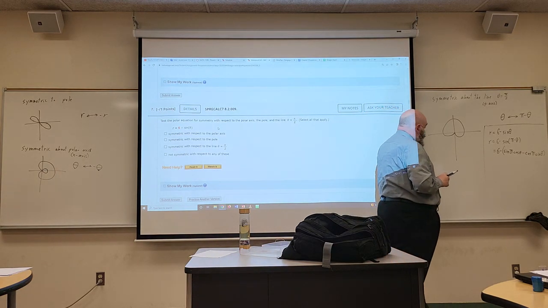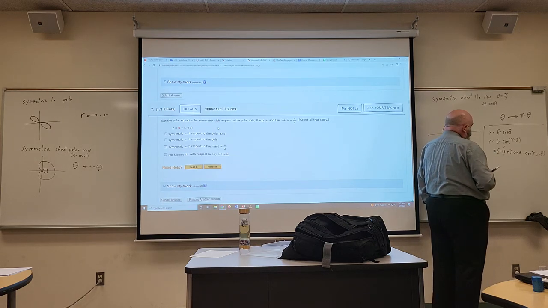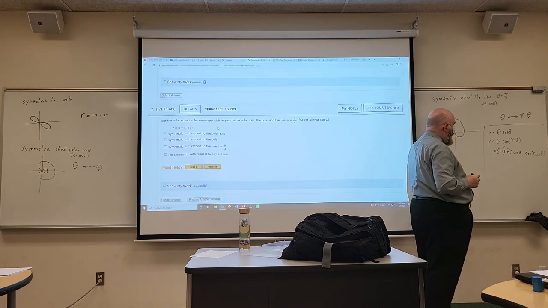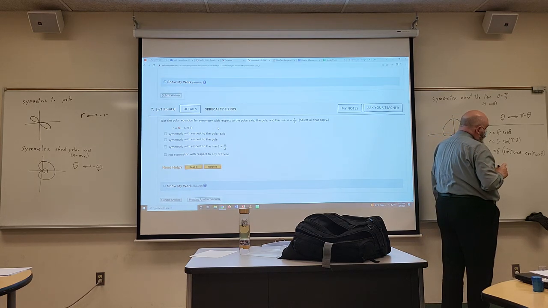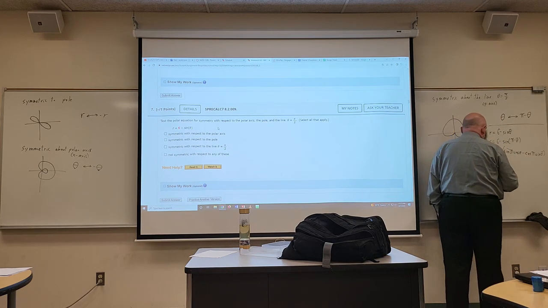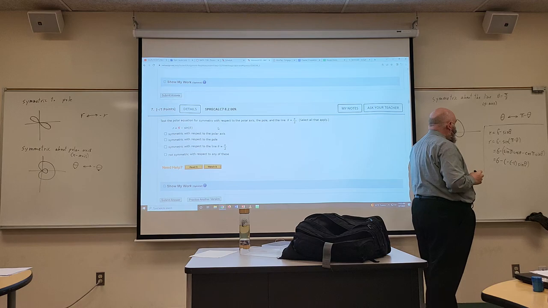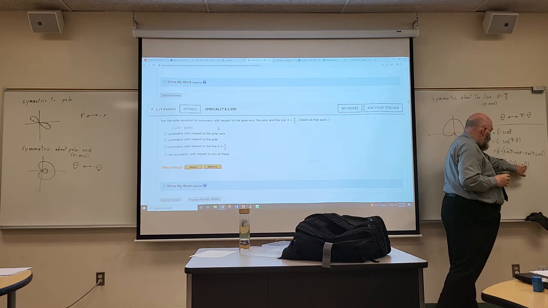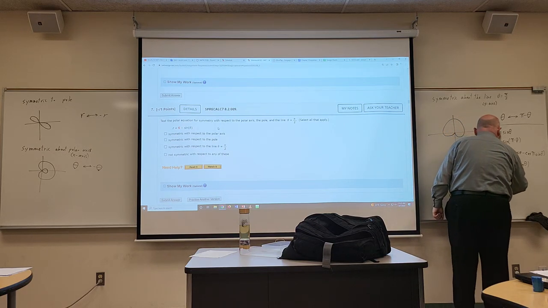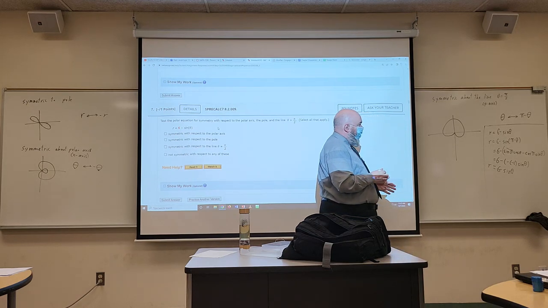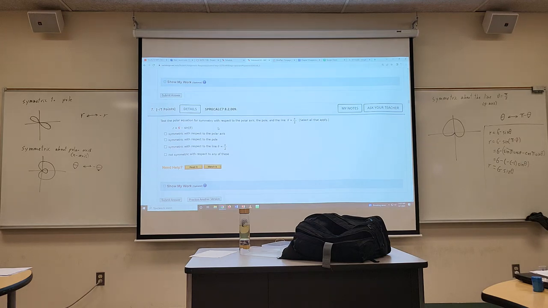So this can be reduced a little further. In particular, we know what the sine of pi is. What's the sine of pi? Zero. What's the cosine of pi? Cosine of pi is negative 1. So that's going to be 6 minus negative 1 sine of theta. That's a lot of negatives, so let's be real careful here. But these will cancel each other out, leaving you with 6 minus sine theta, which is the original equation. So it checks out that this is going to have that vertical symmetry about the line theta equals pi over 2.